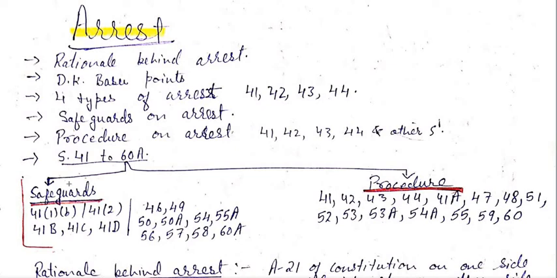The important topics are the rationale behind the arrest. What is the rationale behind the arrest? Then we would look at what is the DK Basu judgment, and what are the points given in the DK Basu judgment. Then we would see four types of arrest in sections 41, 42, 43 and 44. That is arrest by a police officer, arrest in a non-cognizable offense, arrest by a private individual, and arrest by executive or judicial magistrate. After that, safeguards on arrest. Then lastly, we would see procedures on arrest.